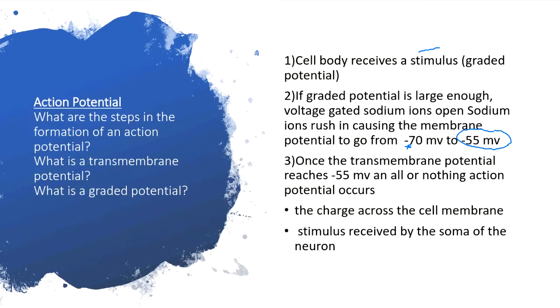What is a transmembrane potential? That is basically the charge across the cell membrane. A cell at rest is usually negative on the inside, positive on the outside. Now with the action potential, if it's big enough, this causes the transmembrane potential to go from negative 70 to negative 55. And this literally changes the charge, or the transmembrane potential, of the cell.